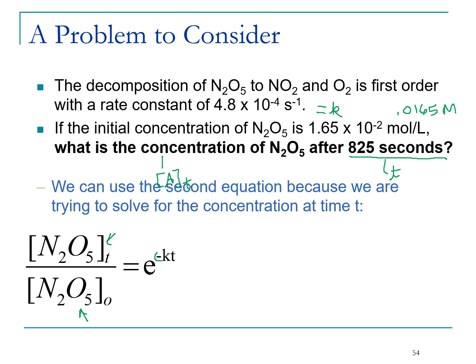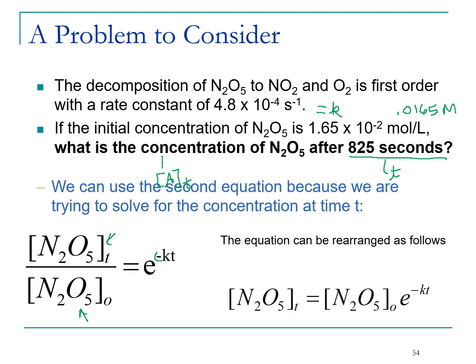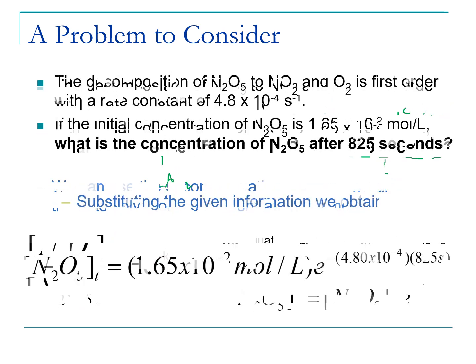So we have K is 4.8 times 10 to the minus 4th inverse seconds. And notice it's first order, so it doesn't have molarity in the units. T is 825 seconds, so you want to make sure they're in the same unit so that the seconds will cancel. So if I plug in everything, actually I rearranged it beforehand, so I multiplied both sides by initial concentration so that I could solve for final concentration.